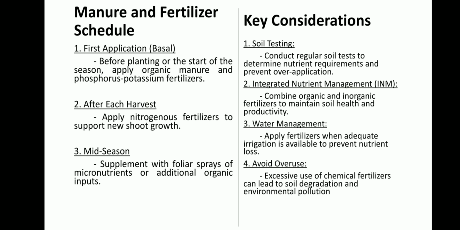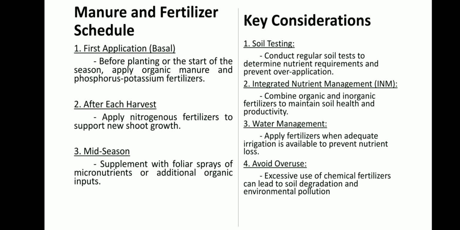Then manuring schedule: first application before planting or the start of the season, apply organic manure and phosphorus and potassium fertilizers. After each harvest, we can apply nitrogenous fertilizers to support new shoot growth. Then in the mid-season, supplement with foliar sprays of micronutrients or additional organic inputs.